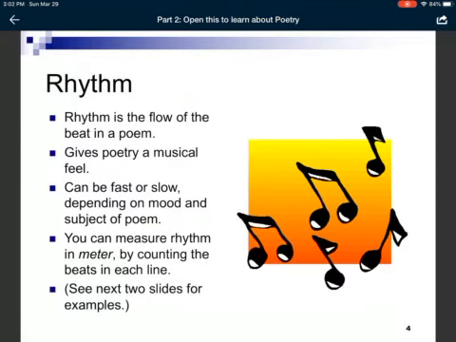Rhythm is the flow of the beat in a poem. It gives poetry a musical feel. It can be fast or slow, depending on mood and subject of the poem. You can measure rhythm in meter by counting the beats in each line. So the next couple slides will show you examples.